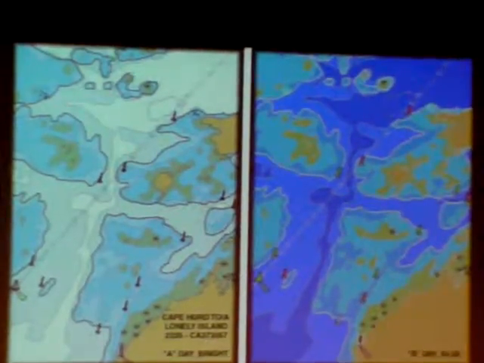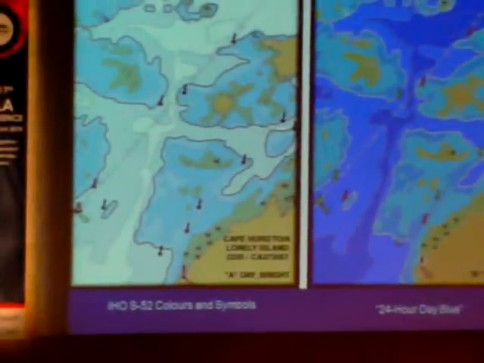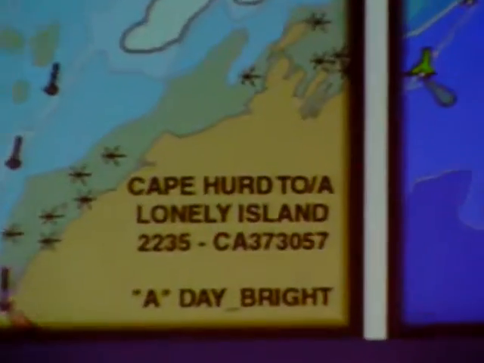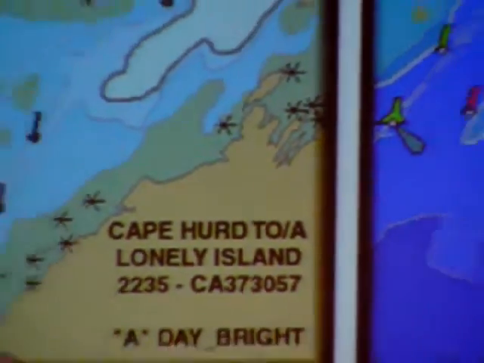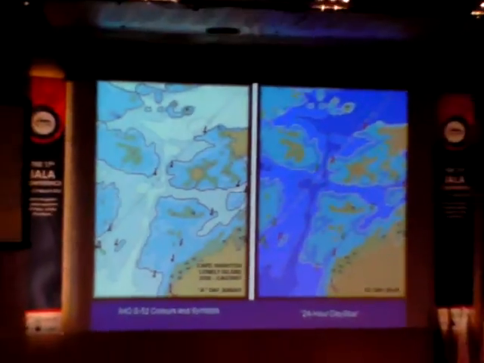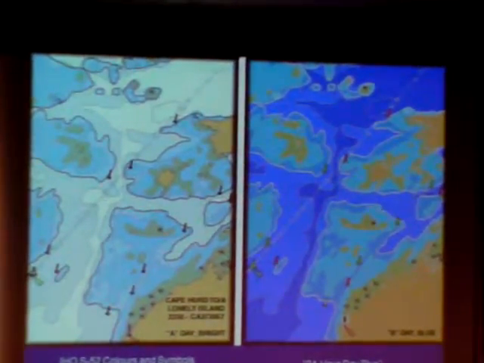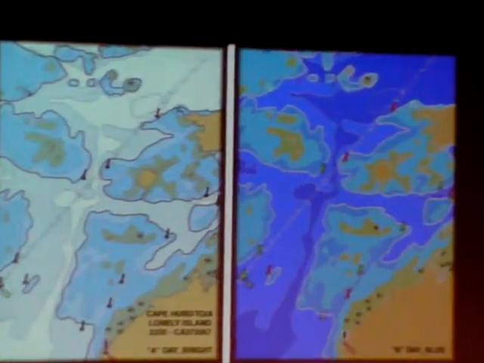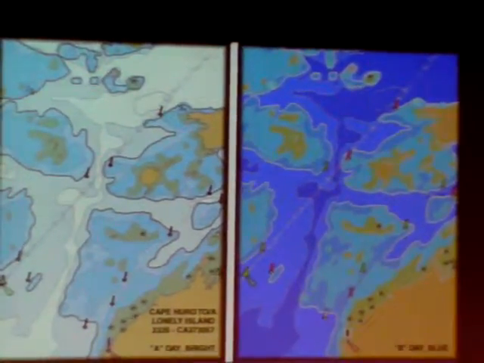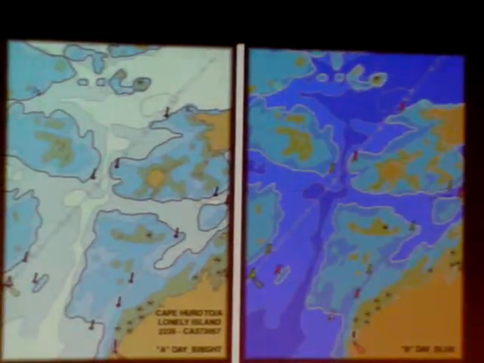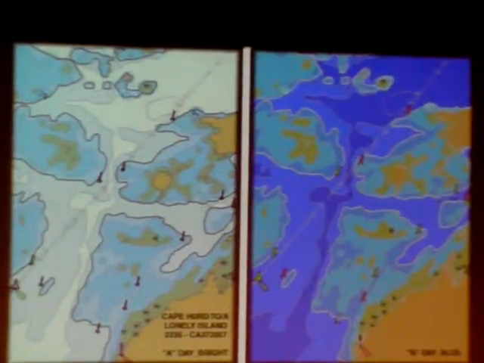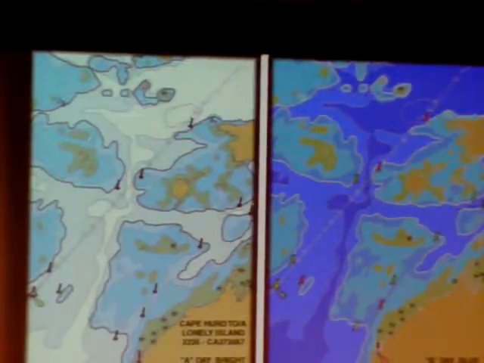The IHO, when they developed the colors and symbols specifications for ENCs and ECDIS about 15 years ago, used the paper chart color scheme. On the left, you see safe water shown as white, and increasingly shallow or shoal water shown in darker shades of blue. The reverse color scheme could be used on the right, where deep water is blue and shallow water is lighter blue.